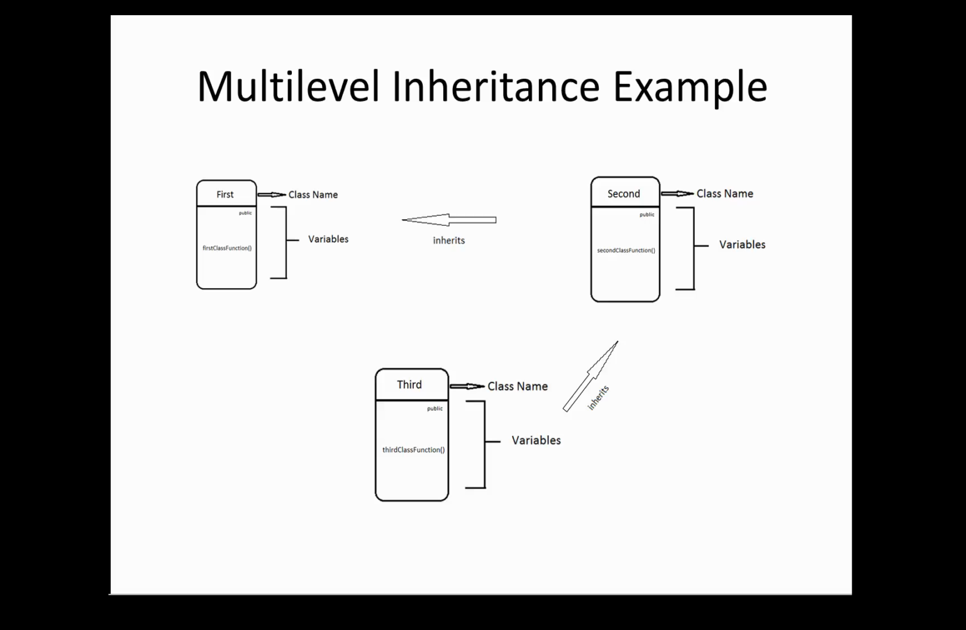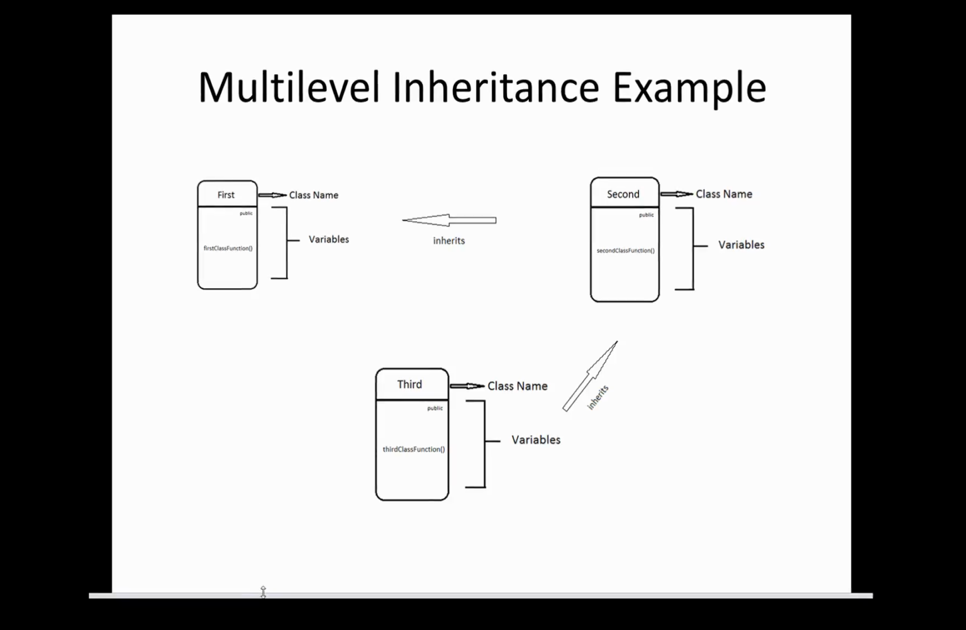The only difference in this example is that the second class is going to inherit the first class, and the third class is going to inherit the second class, which means the third class is also inheriting the first class, but this is another kind of inheritance, since the third class is not inheriting the first class directly.